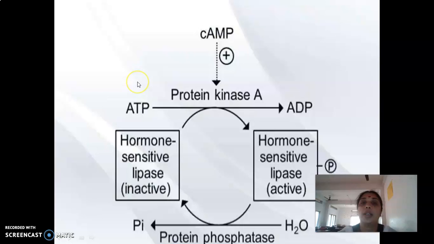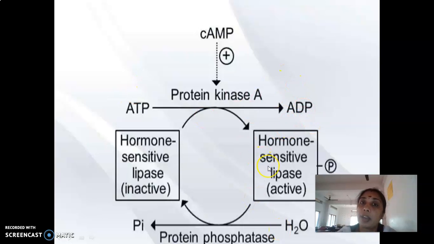Right? So the cyclic AMP comes, and the protein kinase A converts ATP to ADP. So what happens? The lipase from the inactive form accepts a phosphate molecule from the ATP. So that enzyme is made active and ATP is converted into ADP.